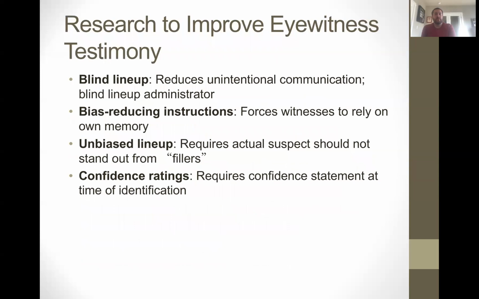So here are just ways to improve eyewitness testimony. These will become important for your Innocence Project paper if you pick a case that had witness issues. So a blind lineup reduces unintentional communication, blind lineup administrator. What this means is that the person who's administering the lineup doesn't know who the prime suspect is. It's just somebody that they have on staff that they say, hey, we have a witness coming in. We have the binder of photos. Could you just walk them through it?